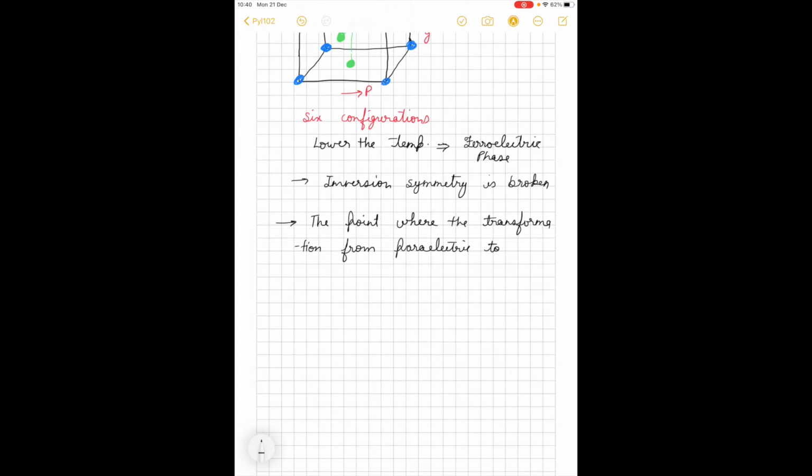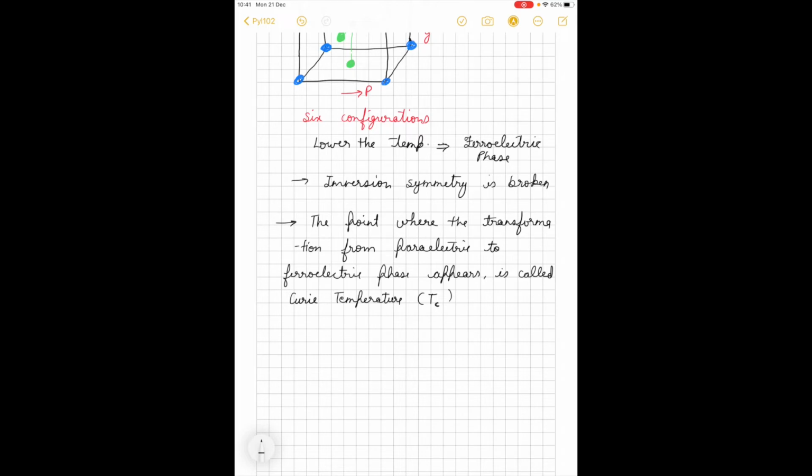paraelectric to ferroelectric phase appears is called Curie temperature. And we denote it using T and C. C for the Curie. So above Curie temperature, we have ferroelectric. Above Curie temperature, sorry, we have paraelectric, and below Curie temperature, we have ferroelectric.